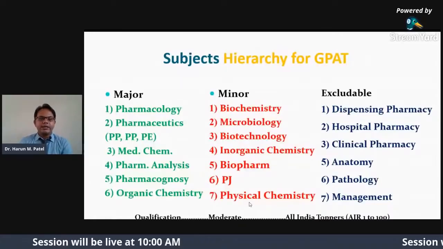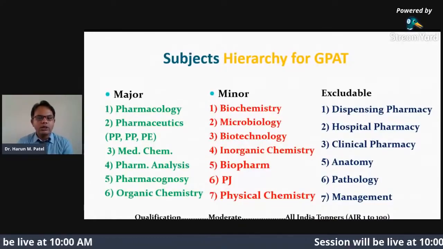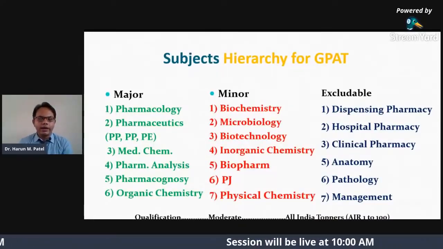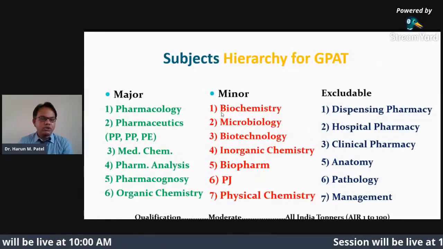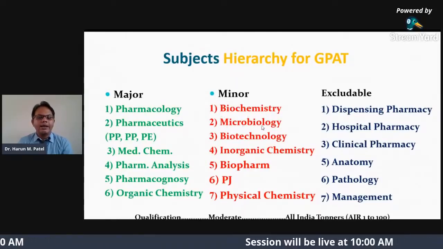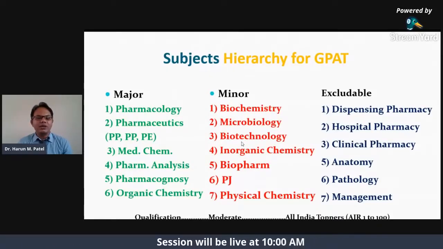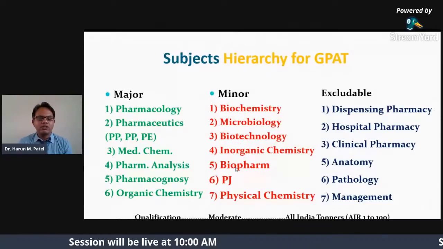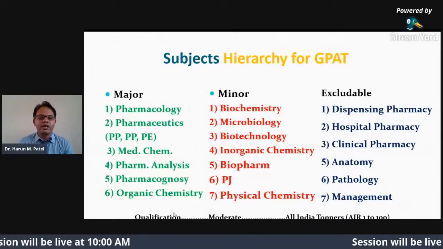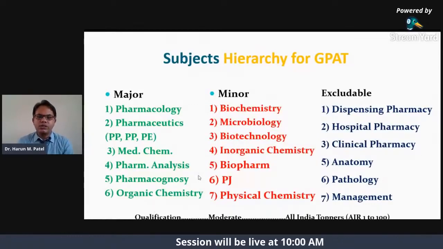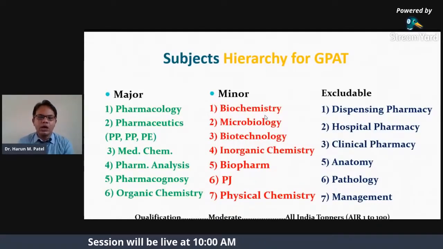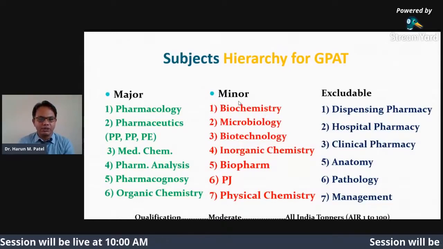The second category may be moderate students who are thinking a little bit ahead of qualifying-type students. To such students, I'll say that yes, take biochemistry and microbiology seriously, and take biotechnology, inorganic chemistry, biopharma, PG, and physical chemistry a little bit more seriously as compared to the qualifying category. If you are planning to be an all India topper, to such students I'll say that yes, you have to be very serious about the minor subjects.